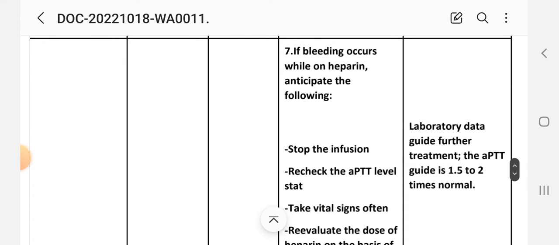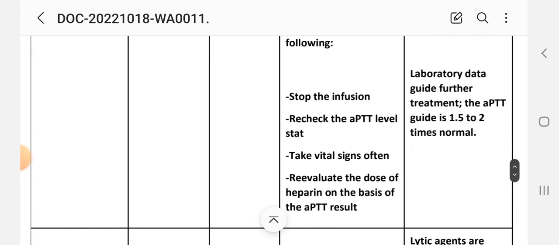7 intervention, if bleeding occurs while on heparin, anticipate the following: stop the infusion, recheck the APTT level, take vital signs, and reevaluate the dose of heparin on the basis of the APTT results. Laboratory data guide further treatment. The APTT goal is 1.5 to 2 times normal.